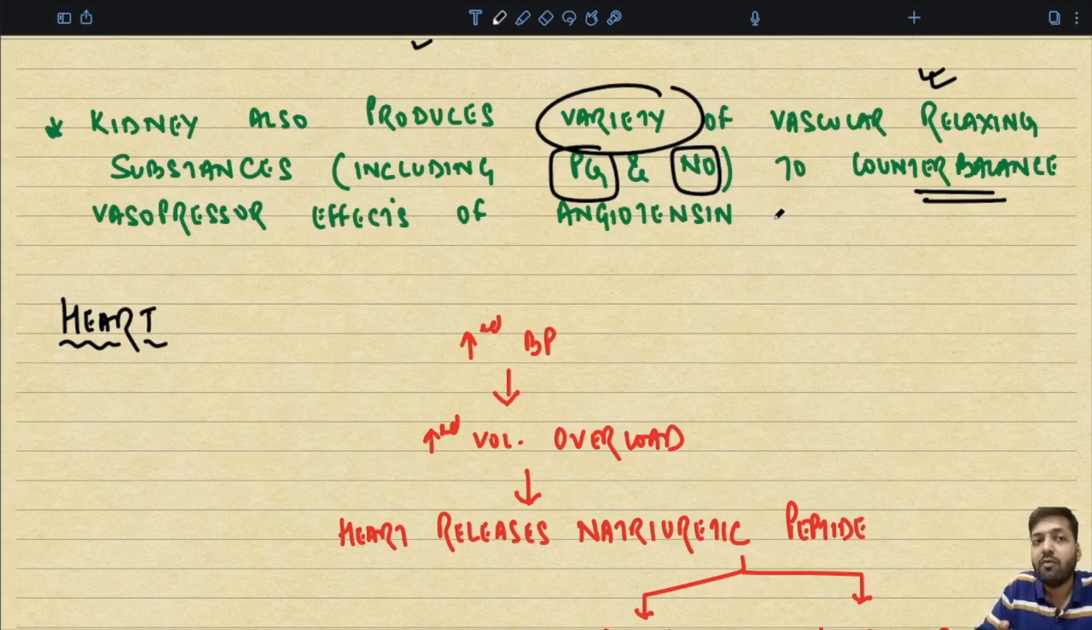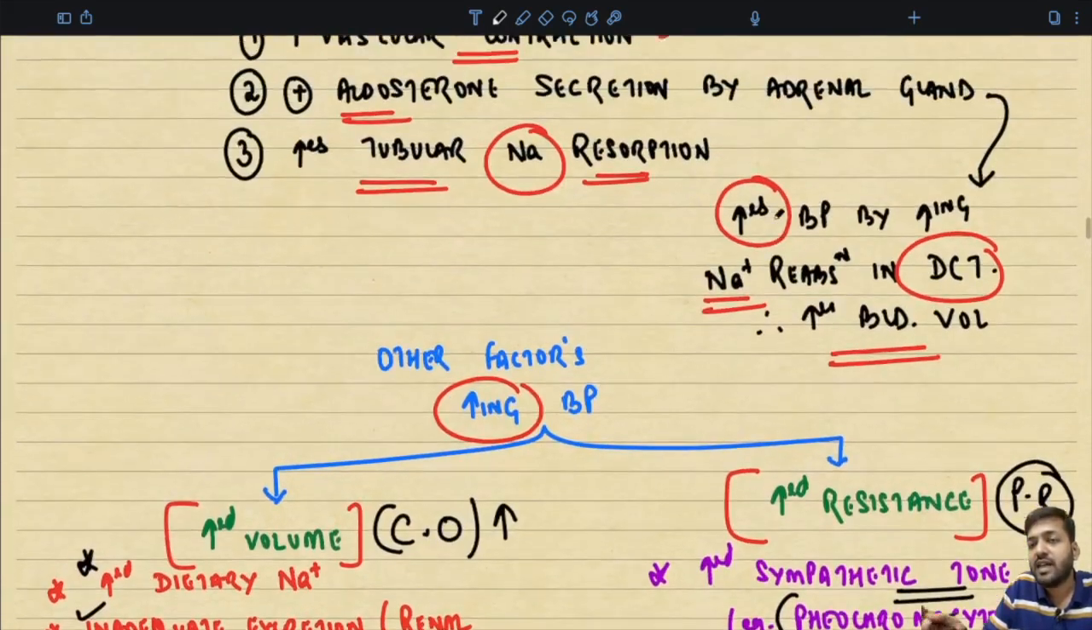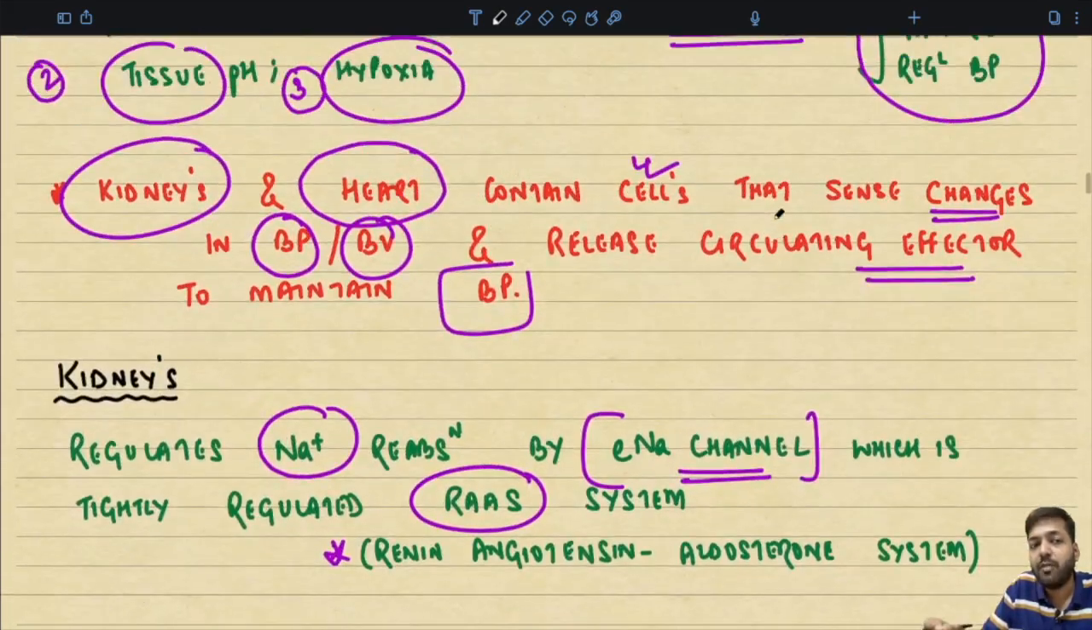So that is why once the kidney is able to raise the blood pressure to an appropriate level, then it has to control that rise, and that is done via release of counter-regulatory substances like prostaglandins and nitric oxide. Okay, so this is how the blood pressure is regulated by the kidneys.